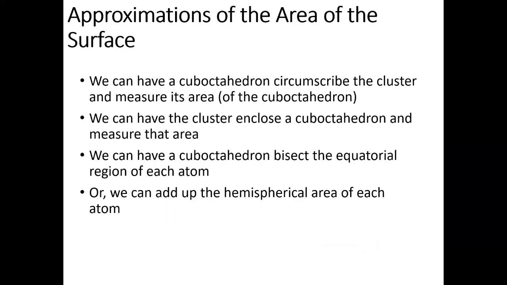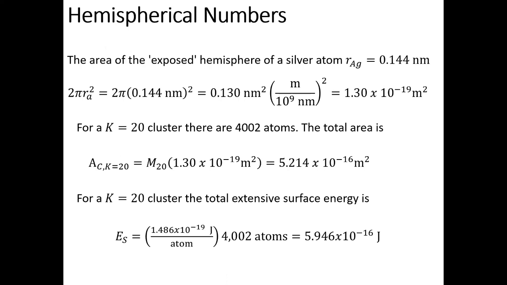And it all depends on how you approximate the area. All right, how do we approximate the area? Like I mentioned, we can have a cuboctahedron circumscribe the cluster. We can have a cluster enclose a cuboctahedron. We can have a cuboctahedron bisect the equatorial cluster. Or we can add the hemispherical area of each atom. The last one actually turned out to be the only one. So we don't have to go through all this. You can do it yourself.